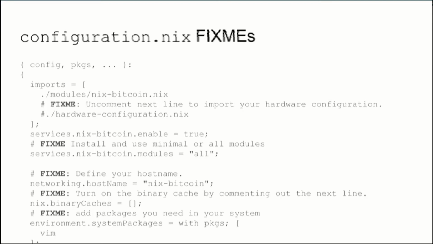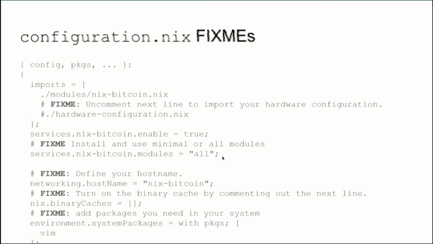We don't have a fancy wizard. You have to change text files. So you look into these fixmes and you basically follow the instructions. For example, you need to include your personal hardware configuration if you're not deploying on VirtualBox. You want to enable Nix Bitcoin. You want to set a profile.